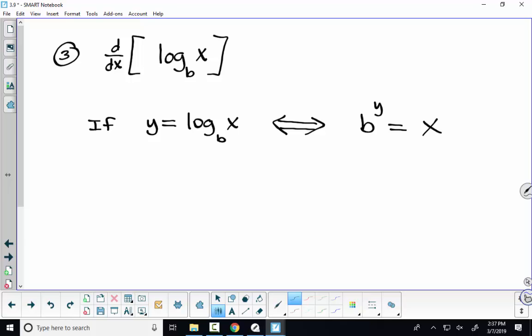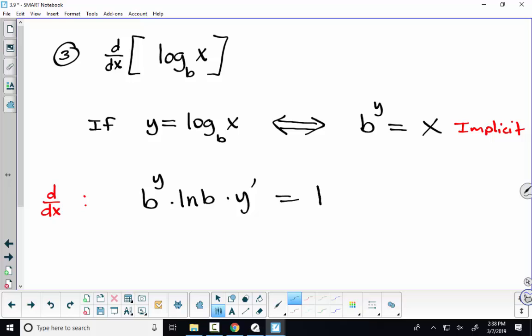And then we can take the derivative of b to the y equals x implicitly, because we know the derivative of b to the y. What's the derivative of b to the y? b to the y times ln of b times the derivative of y. Right. The derivative of b to the y implicitly is b to the y times the ln of b times y prime. The derivative of x is 1.